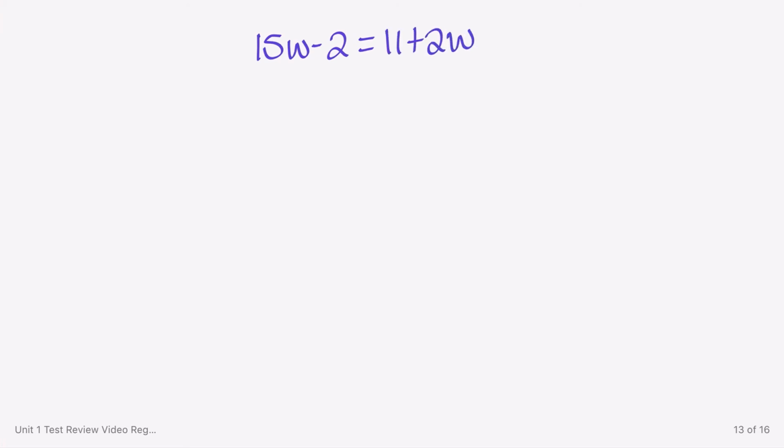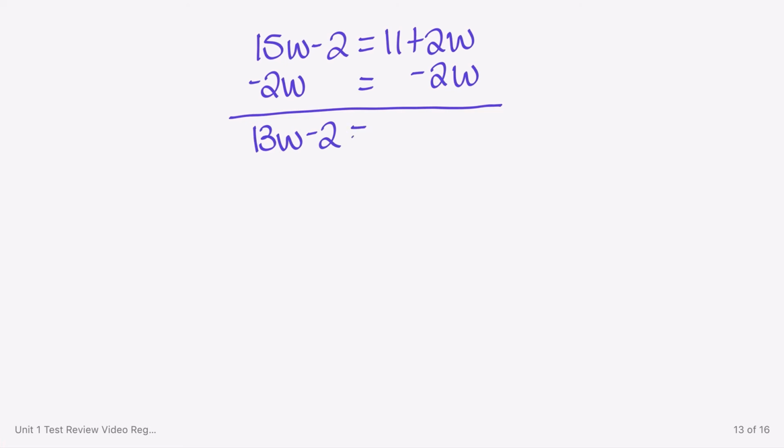So now I have variables on both sides of my equation. I'm going to need to move these over so I have all my variables on one side. So plus 2w, the opposite is minus 2w. So on the left side, I'm going to have 15w minus 2w, which is 13w, minus 2 equals 11, plus 2w and minus 2w will cancel.